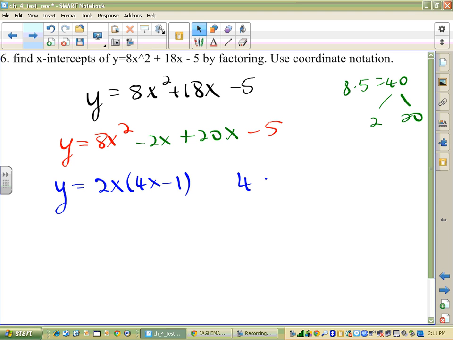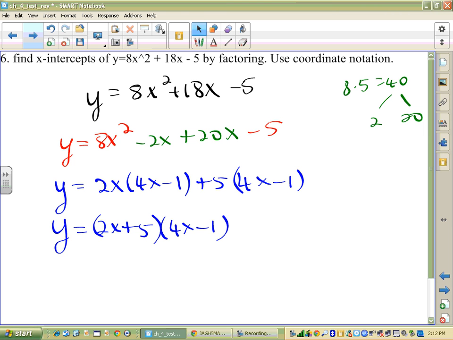So this factors into the group of 2x plus 5 and 4x minus 1. So it wants the x-intercepts using coordinate notation. So my x-intercepts are negative 5/2, 0, and 1/4, 0. Nothing's messed up. That's good. That's right.